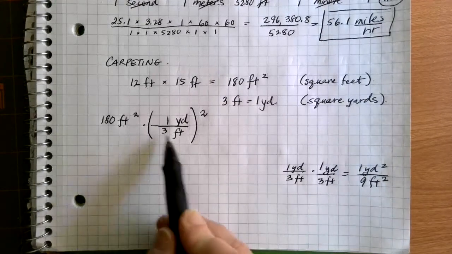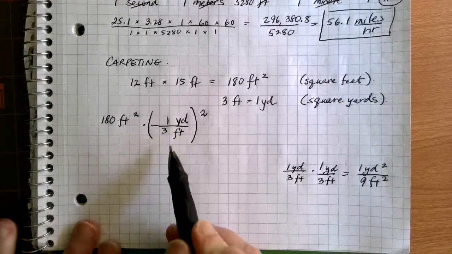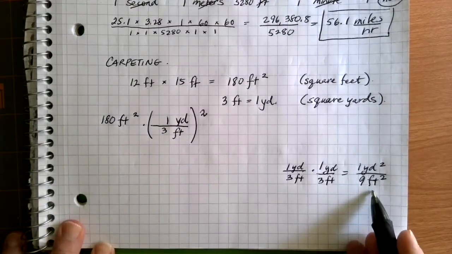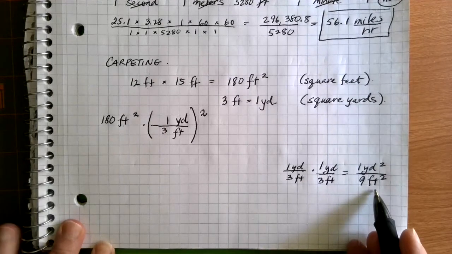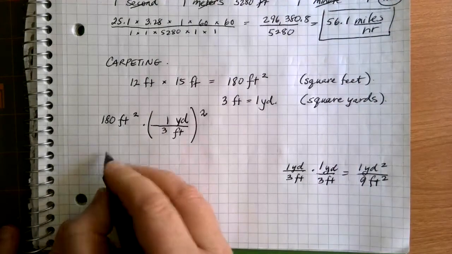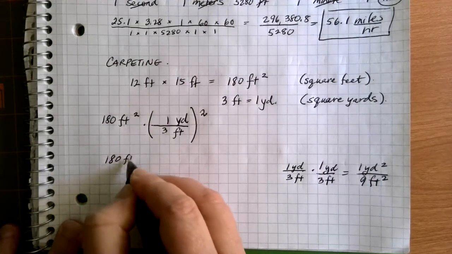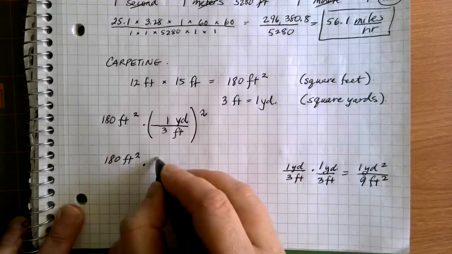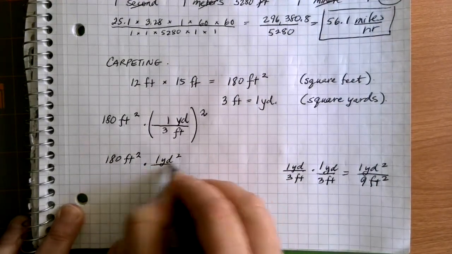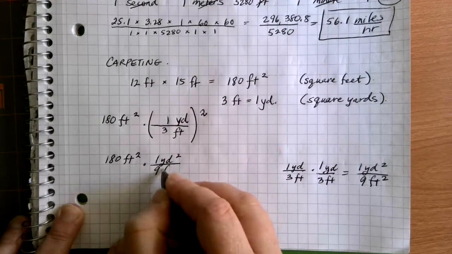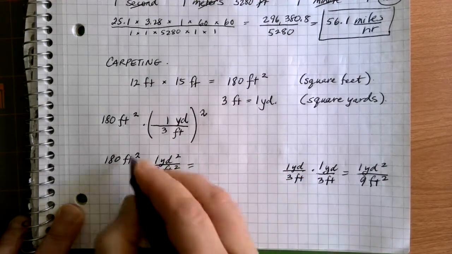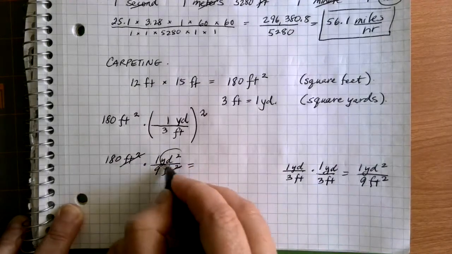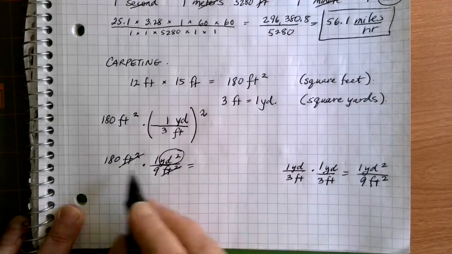And so by multiplying by my conversion factor in this way, by squaring both the top and the bottom, I'm able to get a conversion factor that involves square feet and square yards instead of just the feet and yards that I'm familiar with. So let's go back up here and rewrite my problem. 180 feet squared times, now I'm going to use this factor here, that 1 yard squared is equivalent in value to 9 feet squared. Now I can divide out my common factor unit of feet squared. I'm left behind with yards squared, and I can find my final solution.